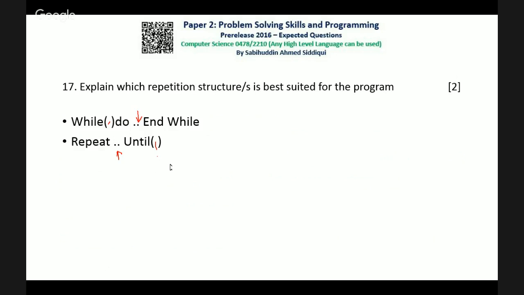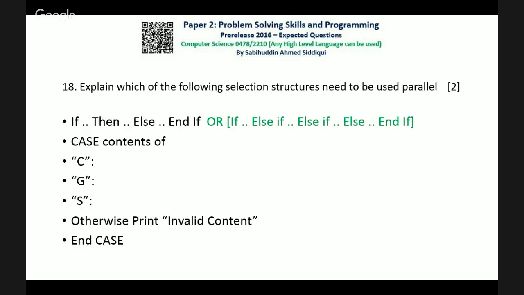And the question number 18. Explain which of the following selection structures need to be used in parallel. That means if you want to use some conditional statements which can be used in parallel, that means what is the alternative for the if statement. So for the if statement, there is if and case statement.